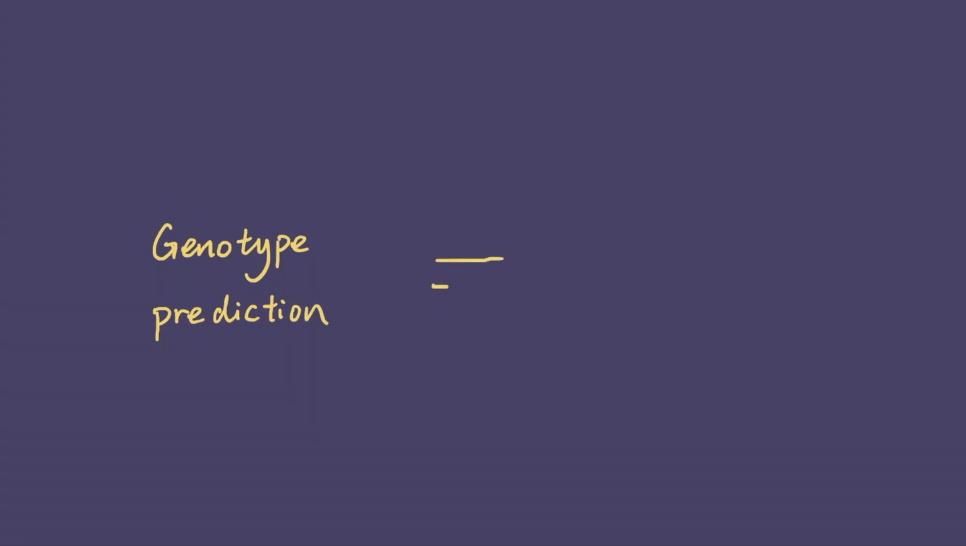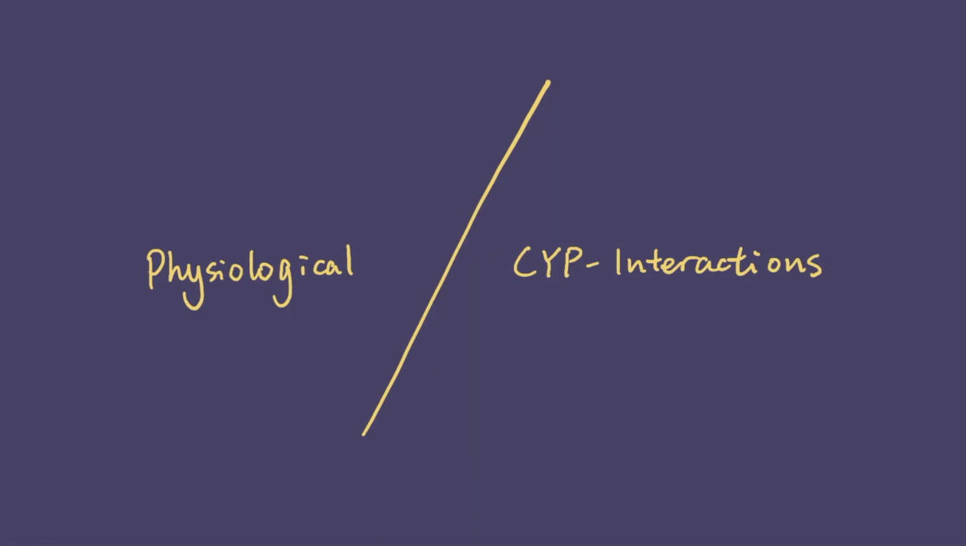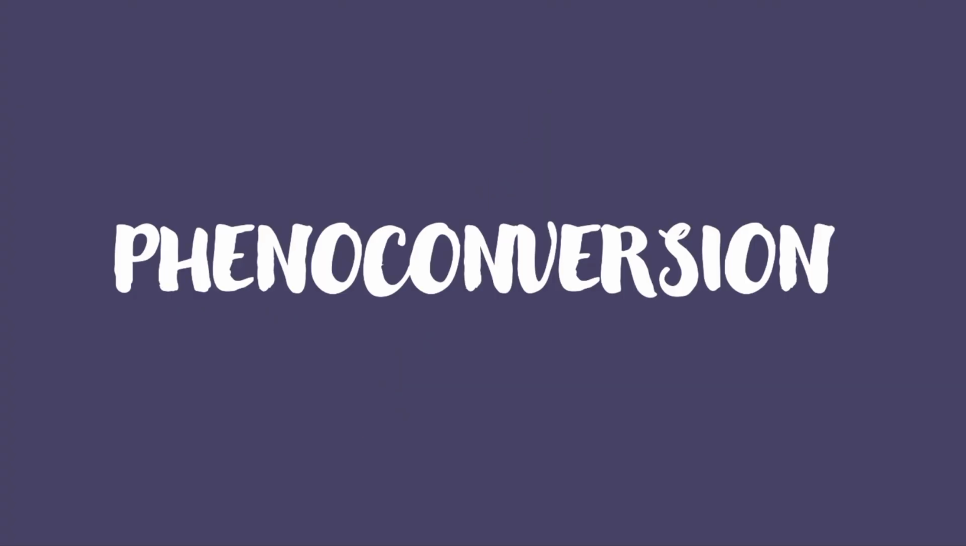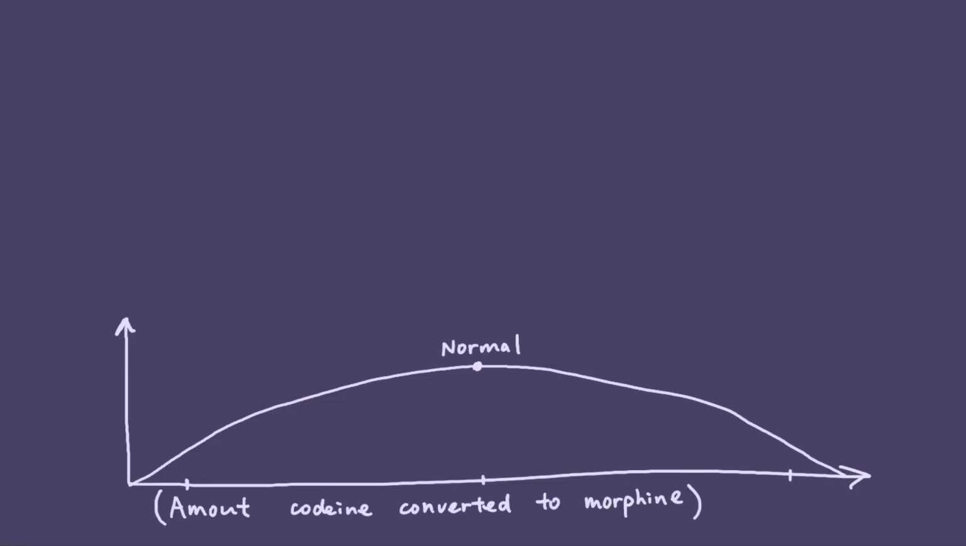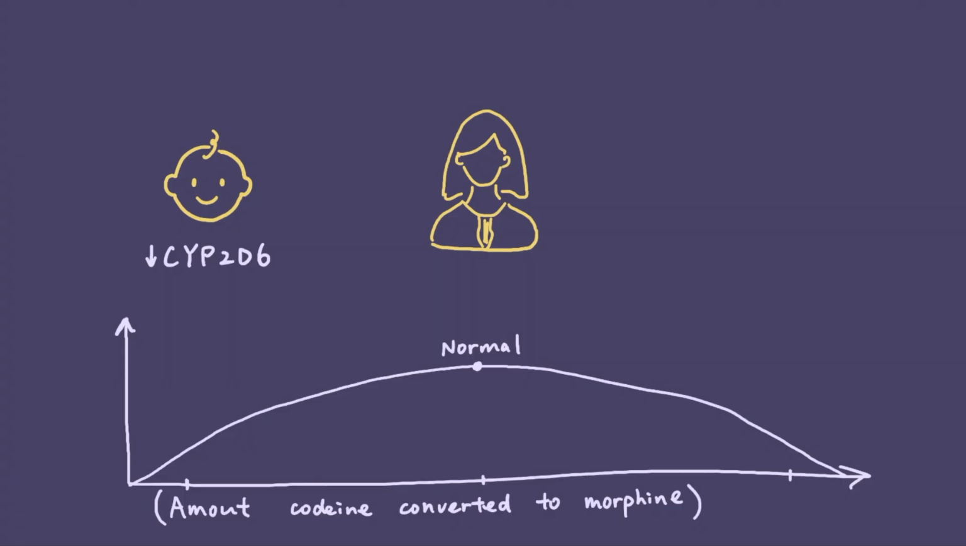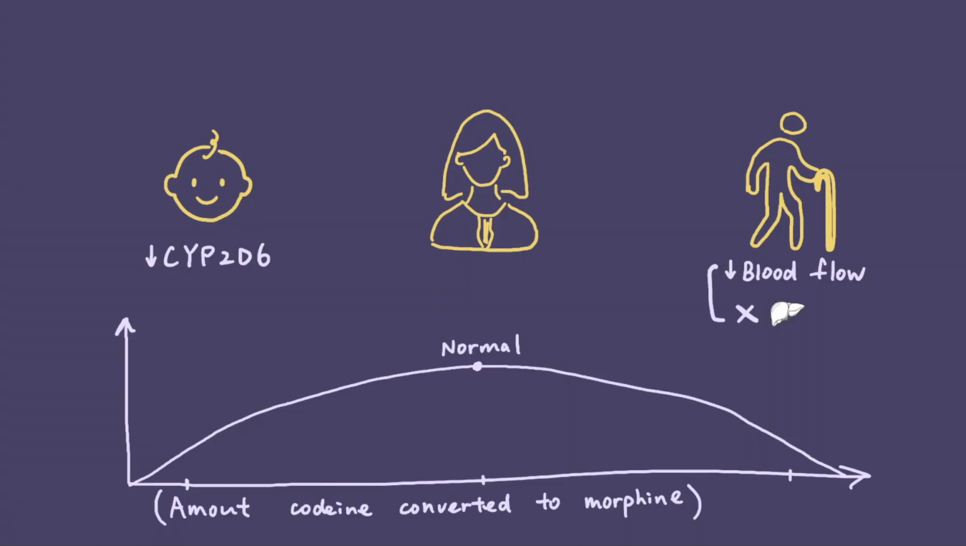Certain external factors can alter enzyme function from the predicted baseline genotypes, namely physiological changes and enzyme inhibition from CYP drug interactions. This phenomenon is referred to as phenoconversion. Physiological changes throughout a person's life can influence enzyme activity. For example, neonates tend to have lower CYP2D6 activity, which gradually approaches adult level around the age of 1. In elderly patients, hepatic blood flow may be reduced, especially in those with liver impairment. This again leads to reduced metabolic activity and conversion of codeine to morphine.